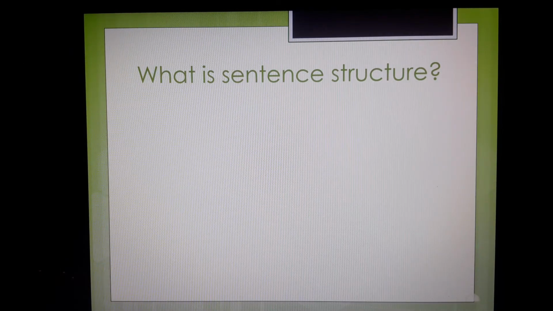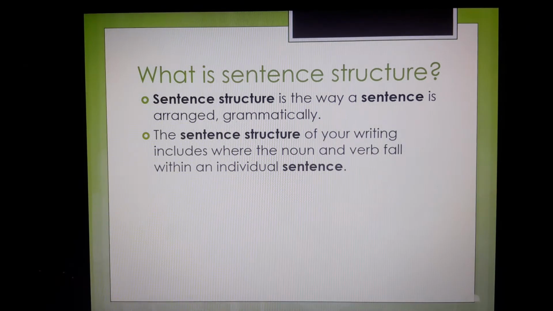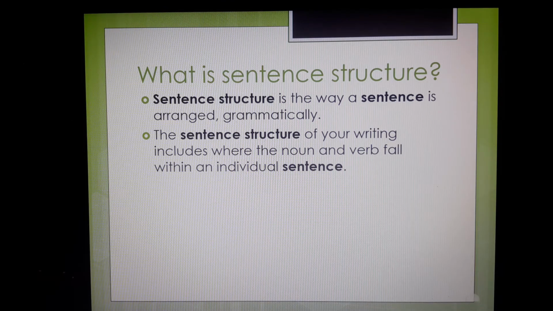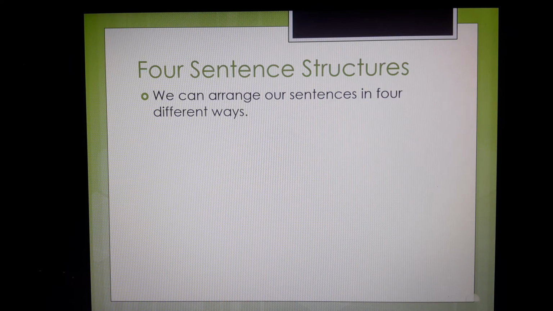So let's begin. What is sentence structure? Boys and girls, sentence structure is the way a sentence is arranged grammatically. The sentence structure of your writing includes where the noun and verb fall within an individual sentence. Sentence structure depends on the language in which you're writing and speaking. There are 4 different types of sentence structures, which means we can arrange our sentences in different ways. This adds variety to our writing.